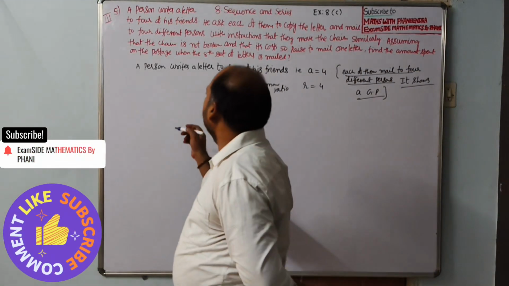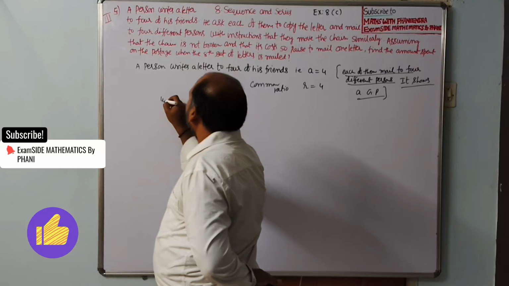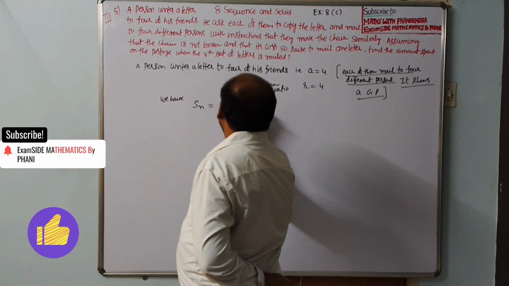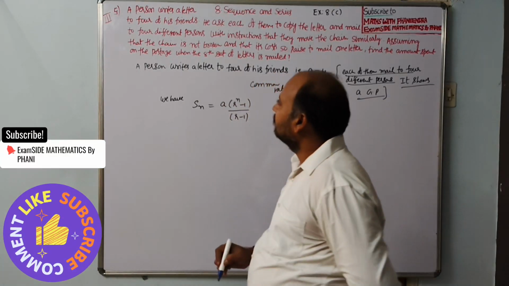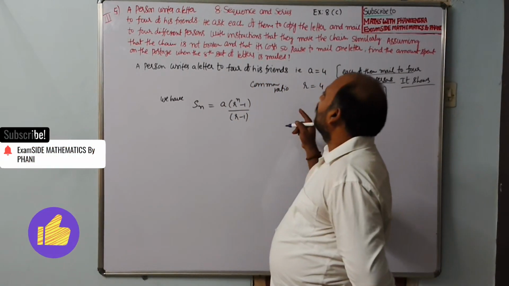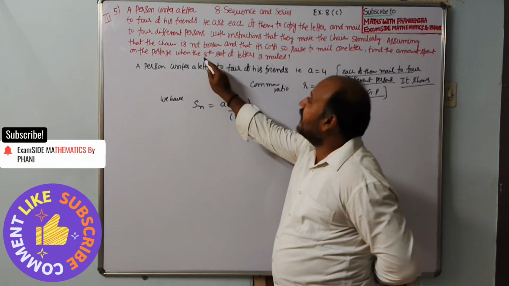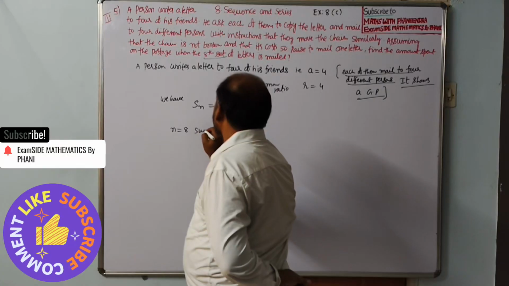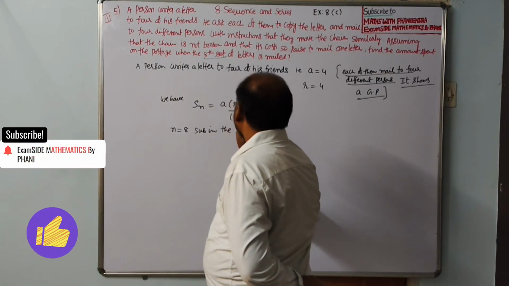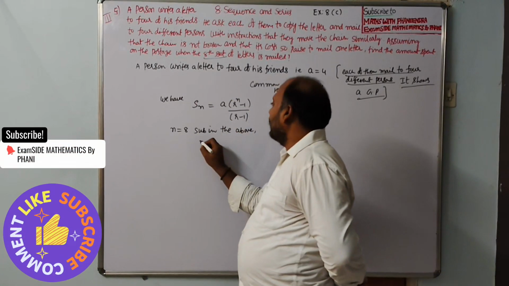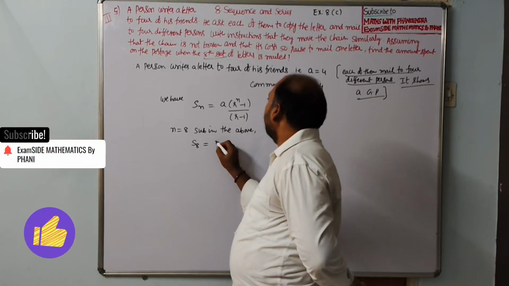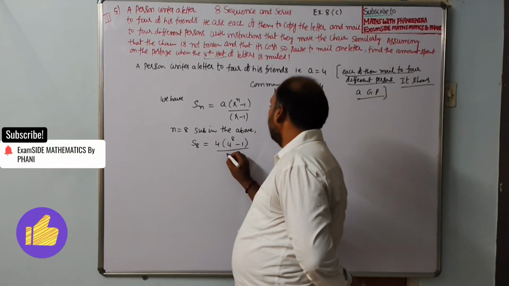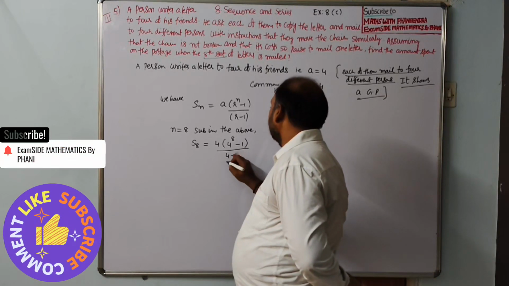Sum to n terms, we write the formula. Sn is equal to A into R power n minus 1 by R minus 1. Okay, dear students. For how many sets are they asking? 8th set. So n is equal to 8. Substitute in the above. We get S8 equal to, A value is 4, into 4 power 8 minus 1 divided by 4 minus 1.